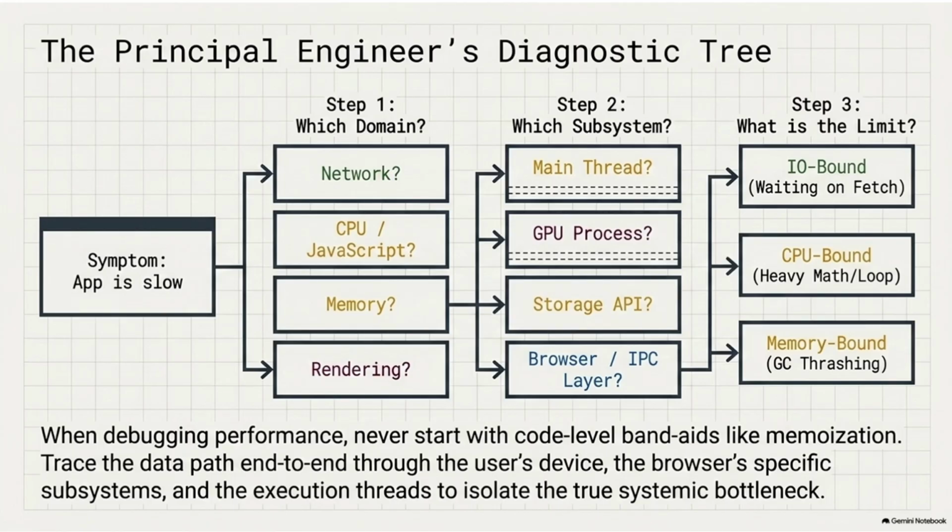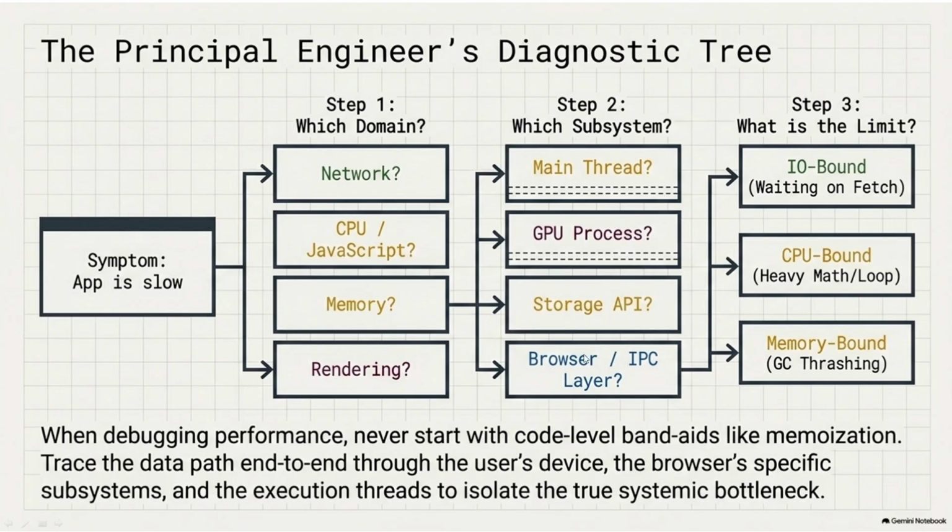Now the principal engineer's diagnostic tree. Let's say the app is slow. The first step is to see in which domain the app is slow: is there a network issue, or is the issue in the CPU or JavaScript, in the memory, or in the rendering stage? For example, if it's in the memory, then you can go into the subsystems. What are the subsystems? It can be the main thread, the GPU process, the storage API, or the browser or the inter-process communication layer.